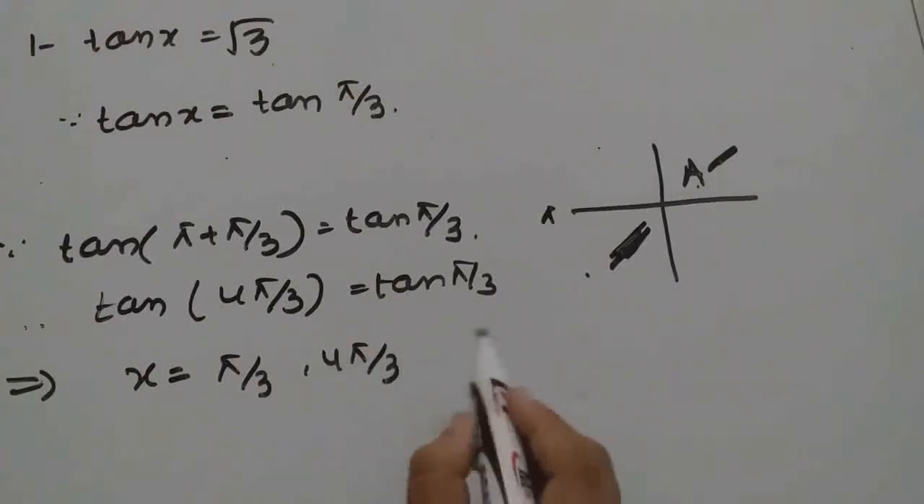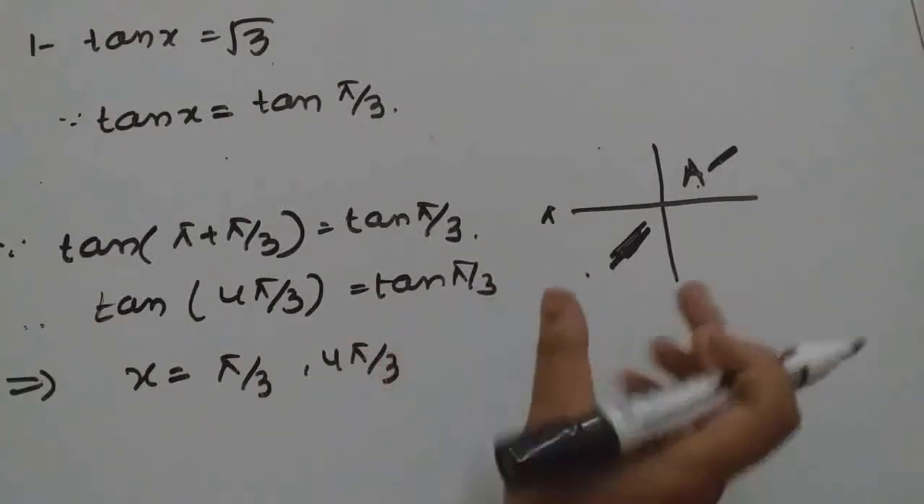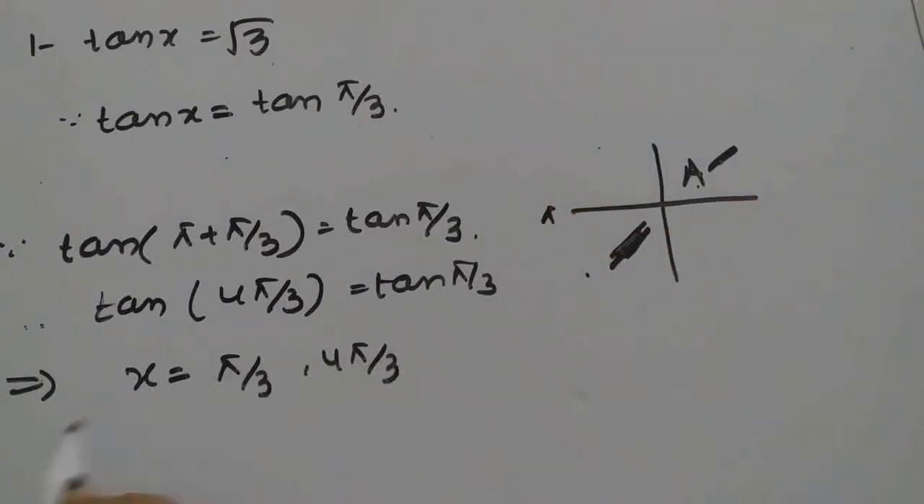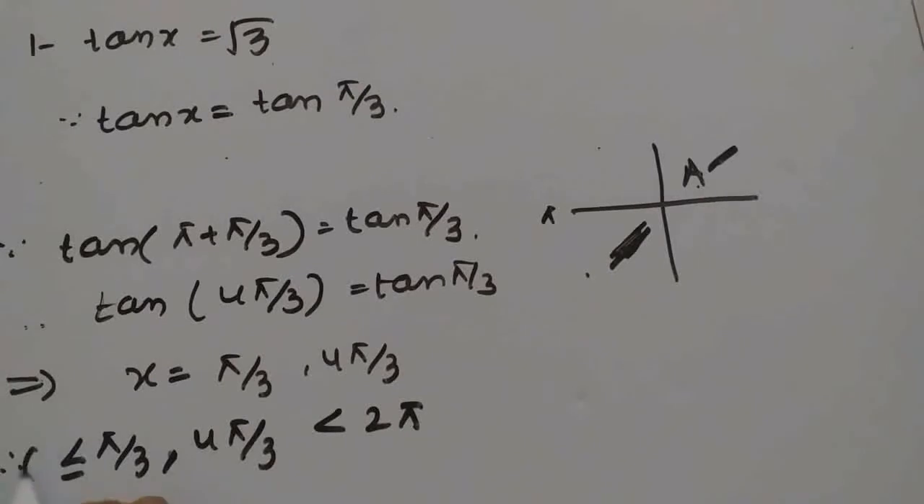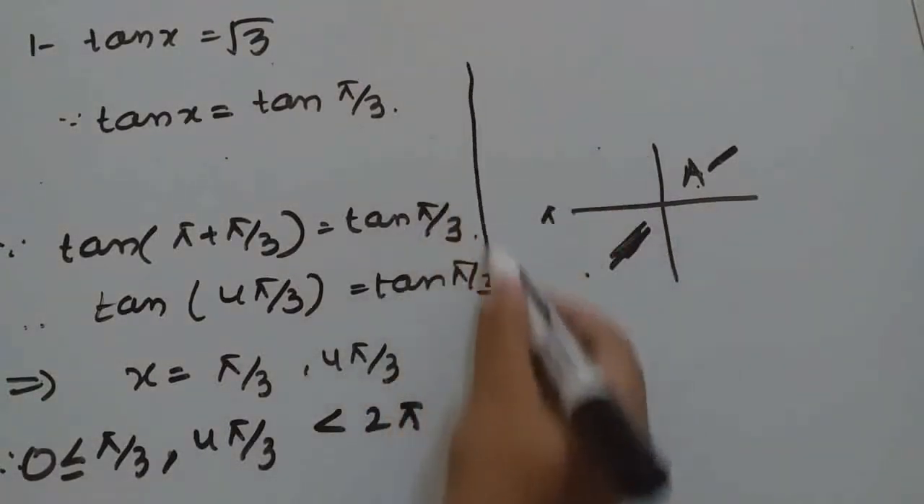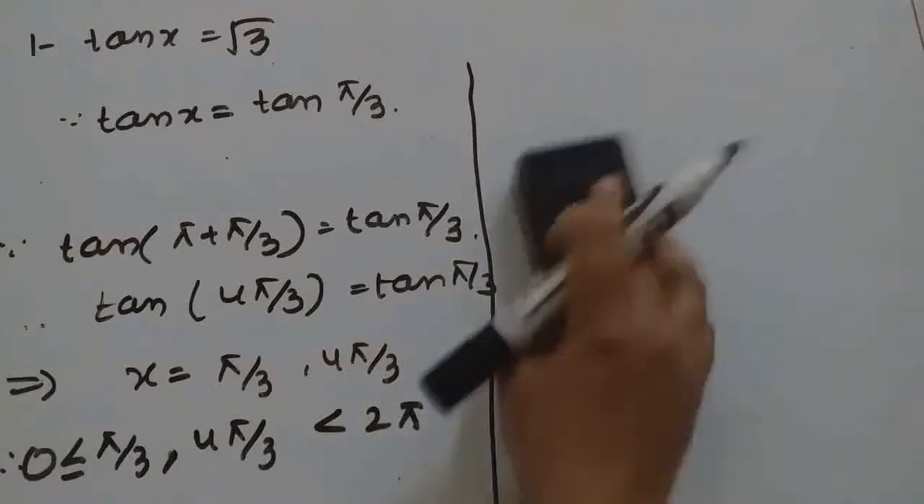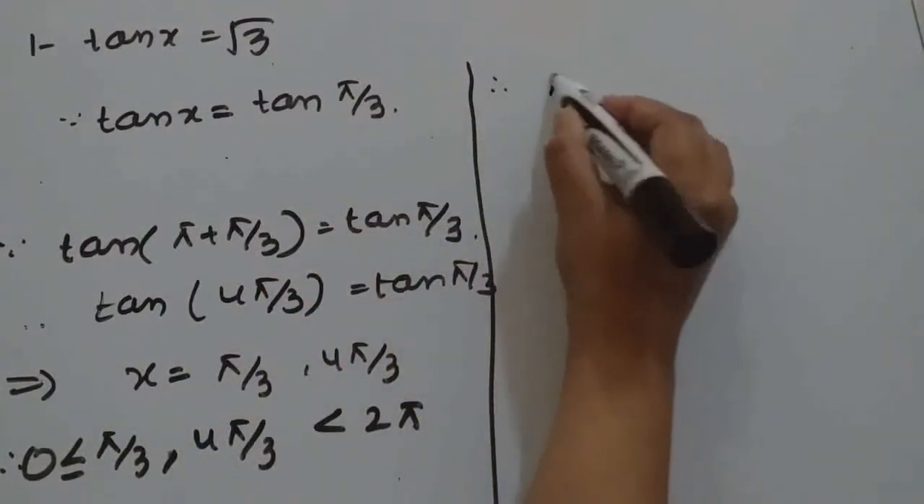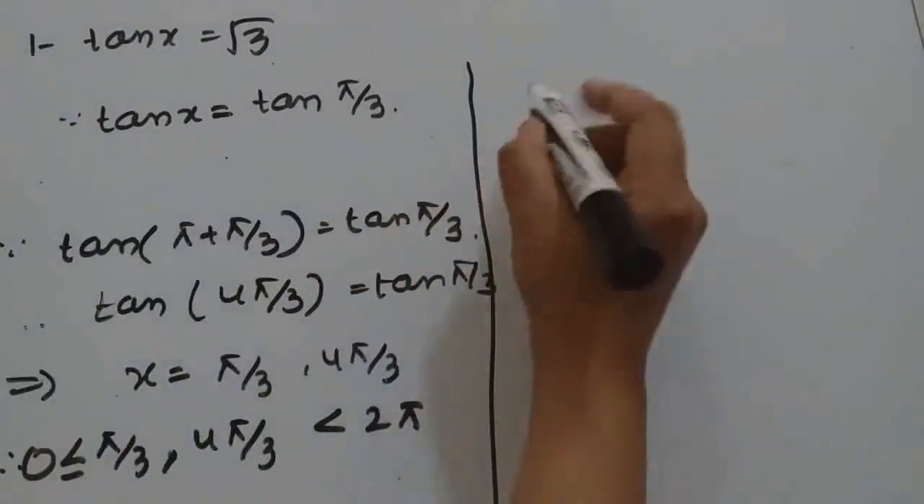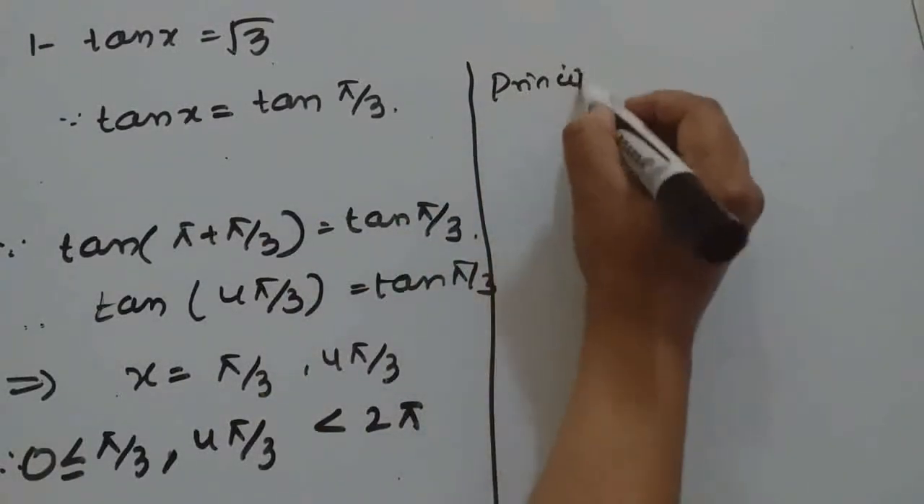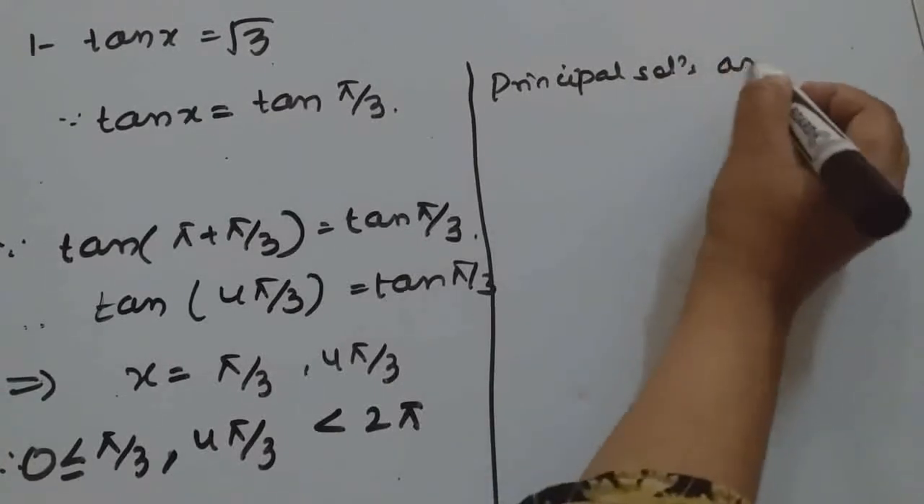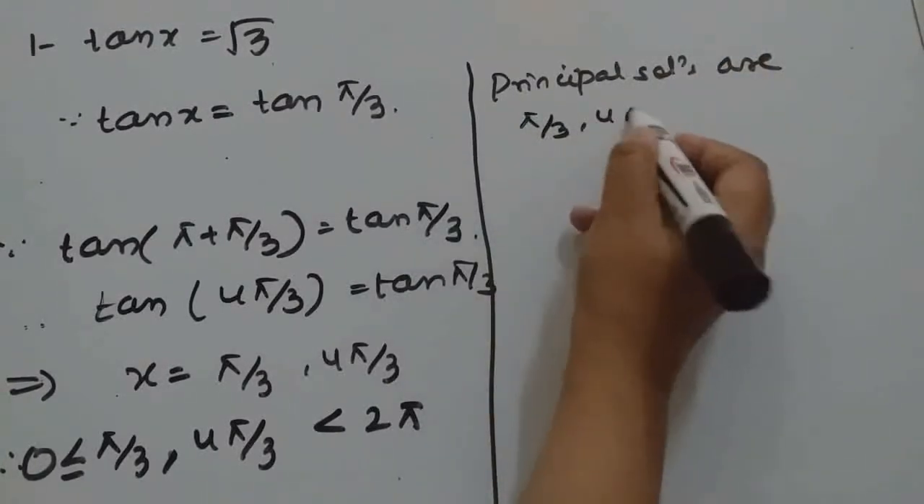Both lie between 0 and 2 pi. Since pi by 3 and 4 pi by 3 are less than 2 pi and greater than or equal to 0, therefore the principal solutions are pi by 3 and 4 pi by 3.